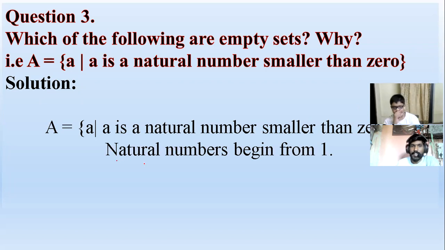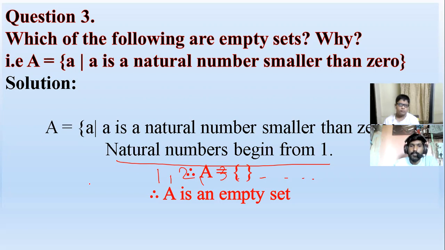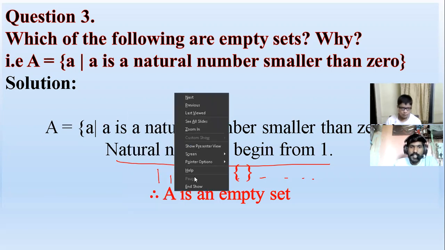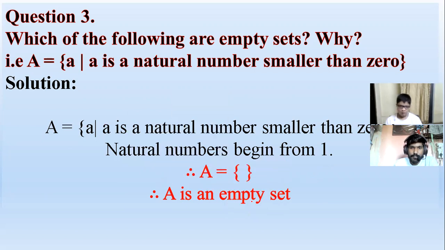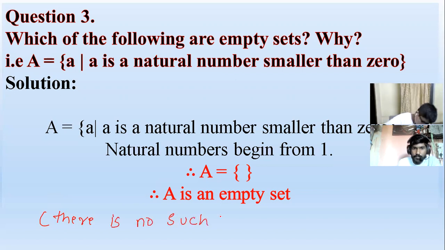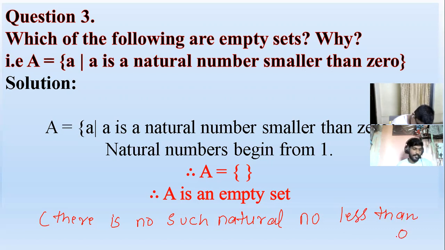Since you know that natural numbers begin from 1, it is 1, 2, 3 and so on, there is no such natural number less than 0. So you can directly say that A is an empty set. You can write it as a note: there is no such natural number less than 0, so A is an empty set. Write it down.